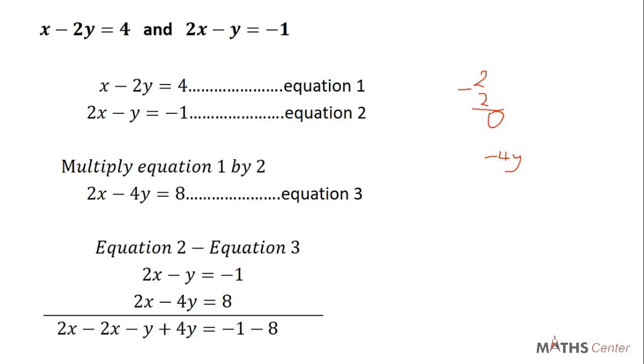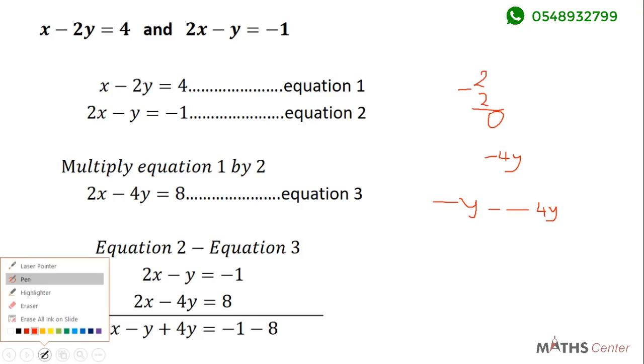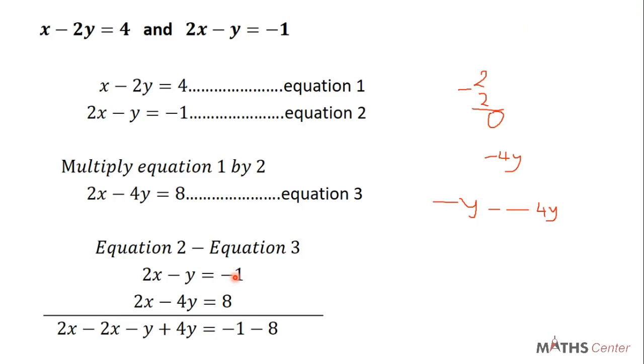This is what is going to happen. I'll have minus y minus the second part of equation 2, which is also minus 4y. We know from algebra that if you have minus y minus minus 4y, it becomes minus y plus 4y. I hope that is clear. So we will bring our equal to sign. Then we have minus 1, which is the third part of equation 2, minus the second part of equation 3, which is minus 8. So I hope that is clear. Equation 2 minus equation 3.